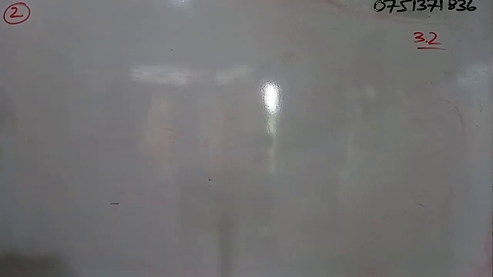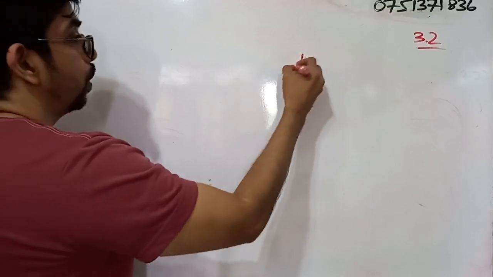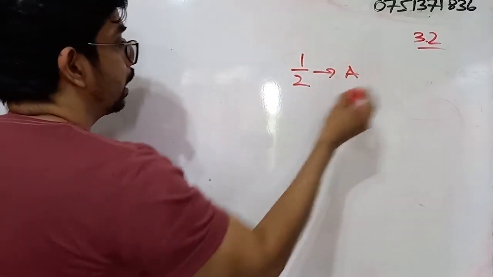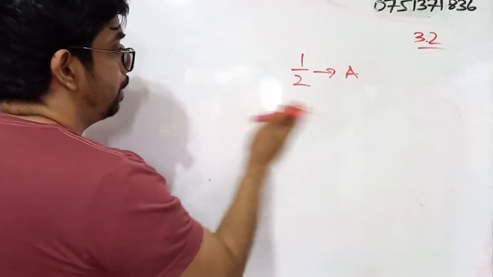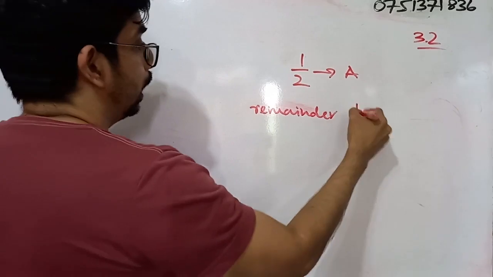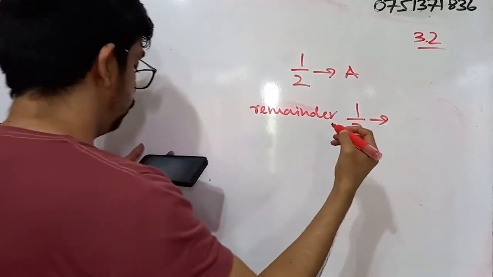Second question. From a certain amount of money, half was given to A, 1/3 of the remaining amount was given to B, and the rest was given to C. So half is given to A. From the remaining amount, or we will say remainder, from the remainder, a third was given to whom?